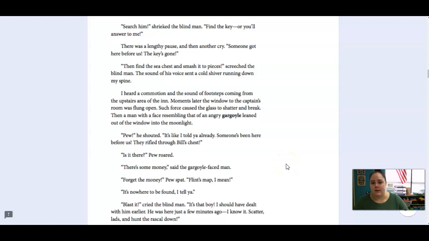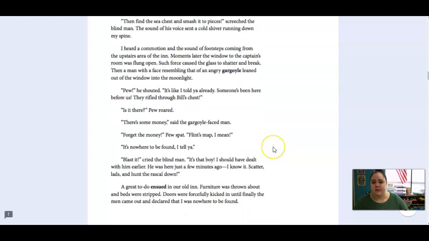There was a lengthy pause and then another cry. "Someone got here before us. The key's gone." "Then find the sea chest and smash it to pieces," screeched the blind man. The sound of his voice sent a cold shiver running down my spine. I heard a commotion and the sound of footsteps coming from the upstairs area of the inn. Moments later, the window to the captain's room was flung open. Such force caused the glass to shatter and break.